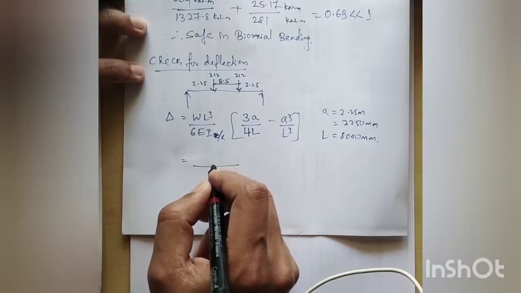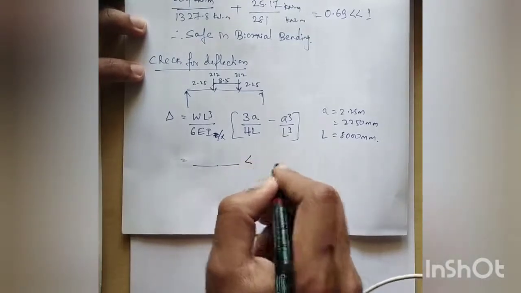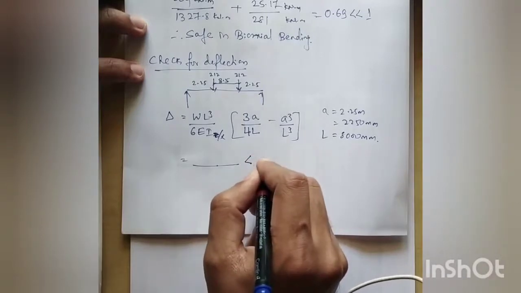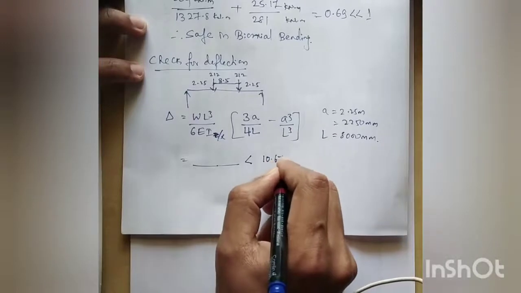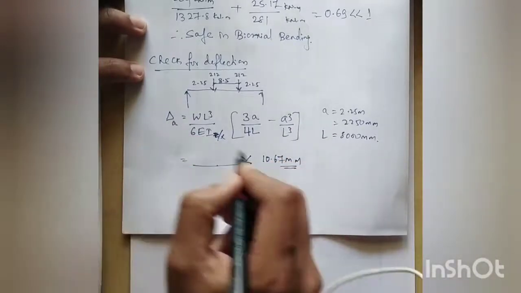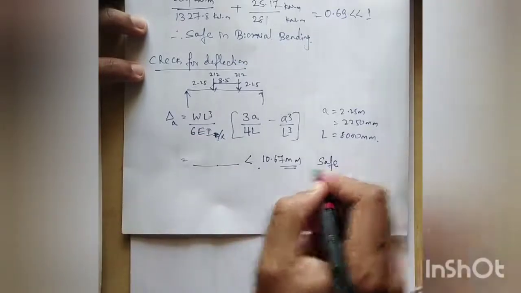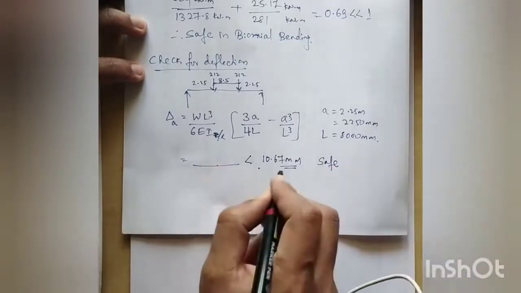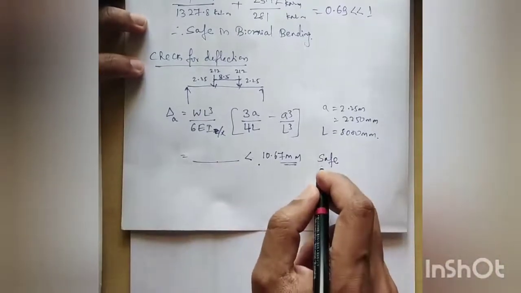I'll leave the calculation of the deflection value to yourself, which has to be less than the permissible deflection, which we have already seen, that is 10.67 mm. If this actual deflection is less than 10.67, it will be safe. If this deflection is greater than 10.67, that is the permissible deflection, then it will be unsafe in deflection.